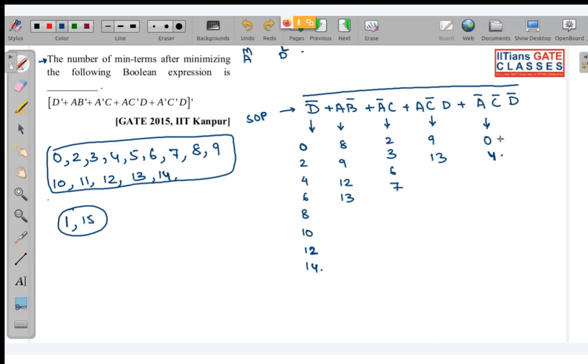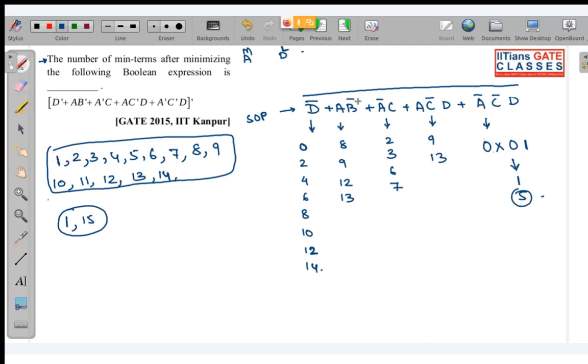So the last term is A complement, C complement, and D. Okay, so this is D. Yes, I have put D complement over here. I am very sorry. So this will be what? This is A complement is 0, B we don't know, C is 0, D is 1. So if I put 0, so this will be 1. If I put 1, this will be 5. So 5 is already present and 1 will come over here. Okay, 1 will come over here.